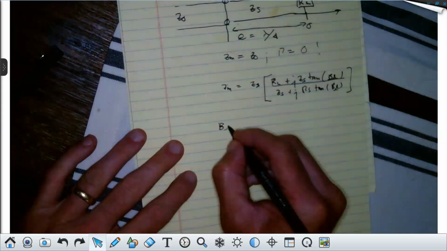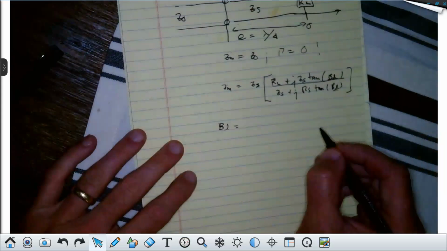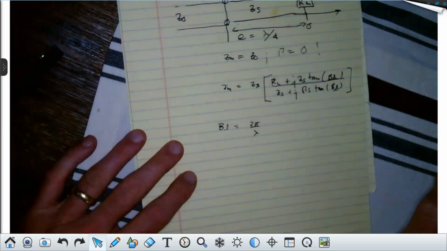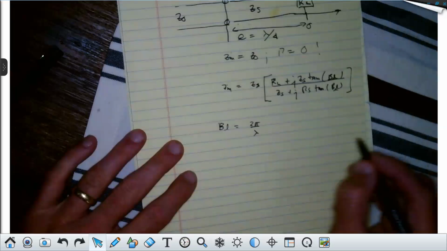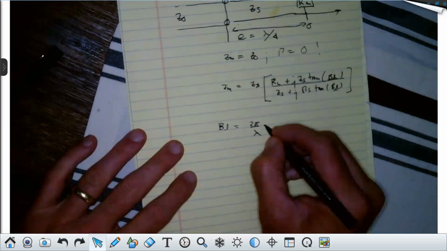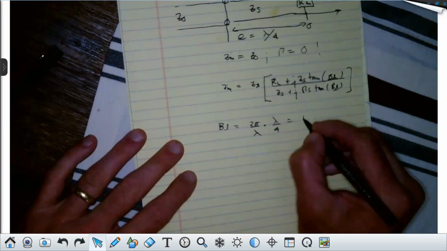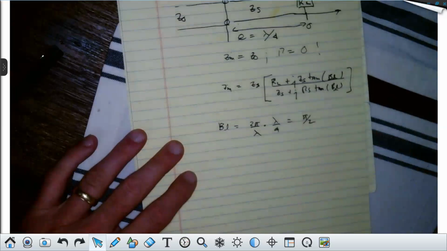All right, now, the key thing is this argument, beta L. Beta is equal to 2 pi over lambda. Does everybody agree with that, class? Beta is 2 pi over lambda times L. Well, the length is lambda over 4. So this quantity becomes pi over 2. I want everybody to see that. Do you all agree with me there?